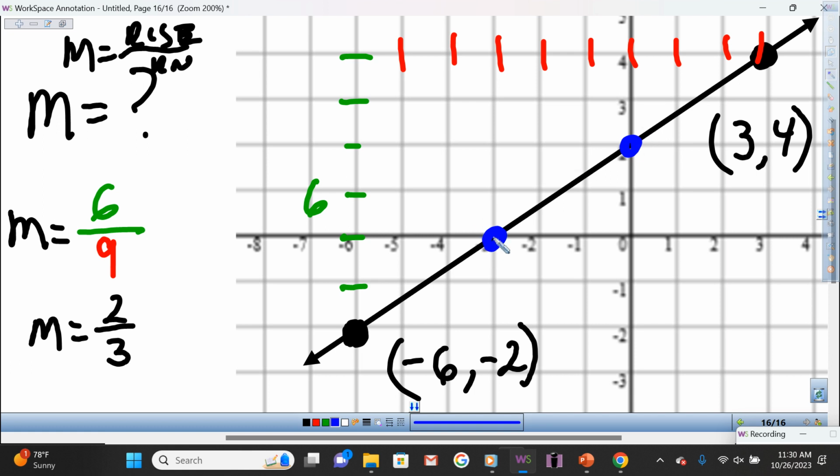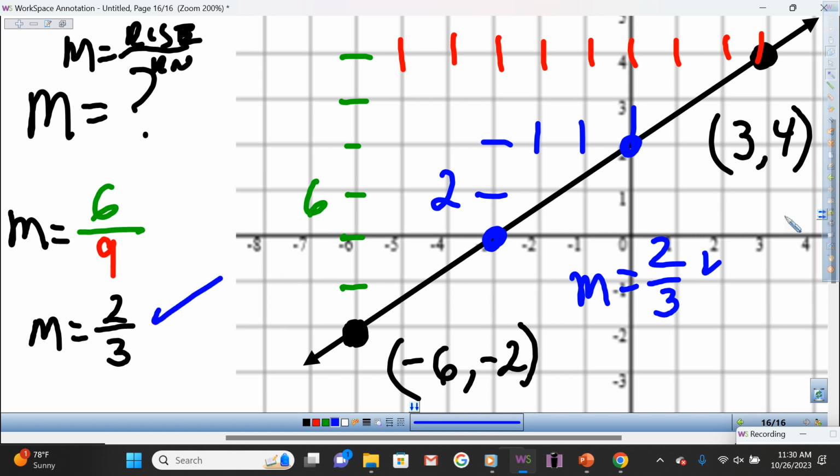Let's find out. I'm going to go up, 1, 2. To the right, 1, 2, 3. So my slope is 2 up, 3 to the right. What do you guys notice? It's the same. Why? Because it's the same line. So any line, pick 2 points, find the steps up, the rise, and the steps to the right, which is the run of those 2 points, and that's going to give you your slope.